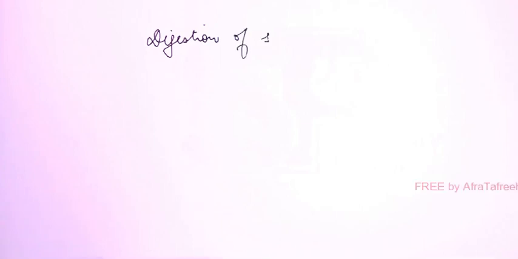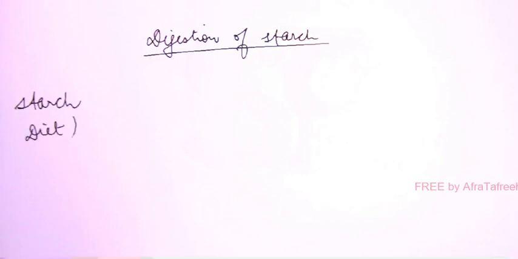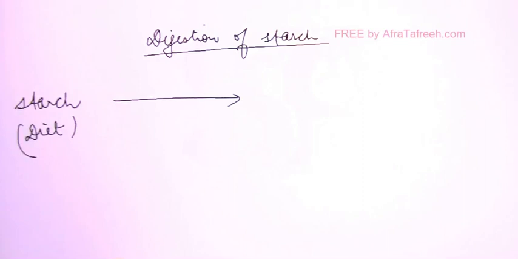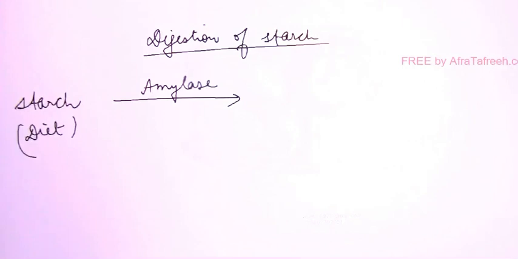Now let's see digestion of starch. In digestion of starch, starch is a plant product coming in our diet. So when starch is coming in diet, it will go to intestine. First, it will be broken down by which enzyme? Amylase. It is not starches, it is amylase, because starch is made up of amylose and amylopectin. That's why the name taken is amylase, right?